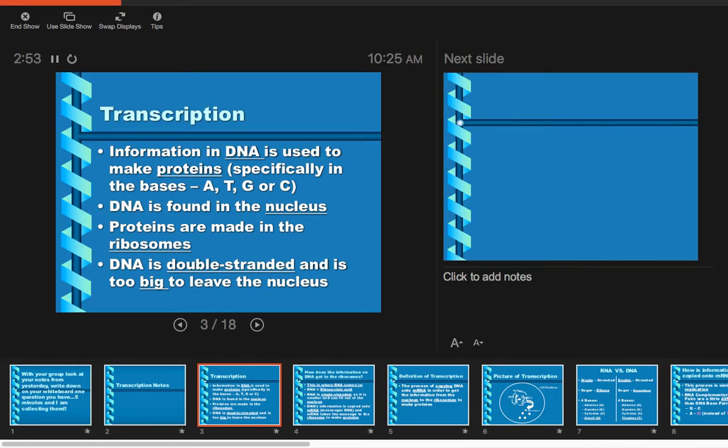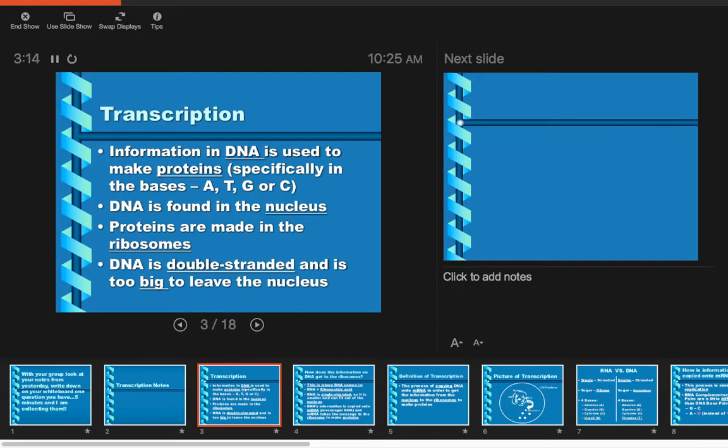But what's the issue there? Have we ever talked about DNA leaving the nucleus? No. DNA doesn't leave the nucleus. It's way too big. So the instructions on how to build the protein can't get to the site to build the protein. So there's got to be some kind of intermediary.